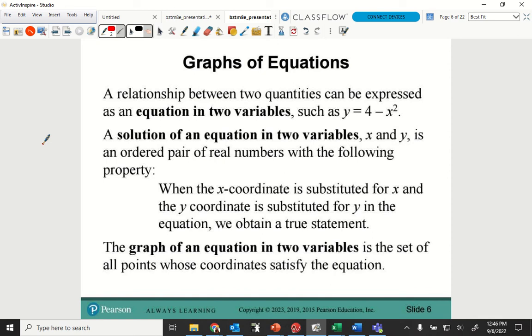Yeah, go ahead. All right, graphs and equations. Blah, blah, blah, bunch of words. Here's our function.